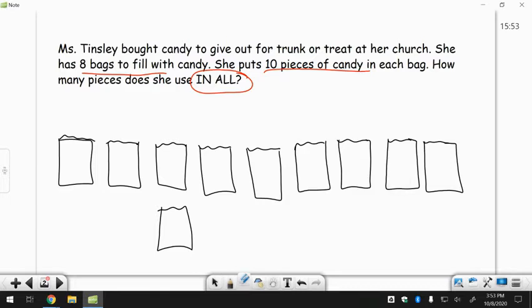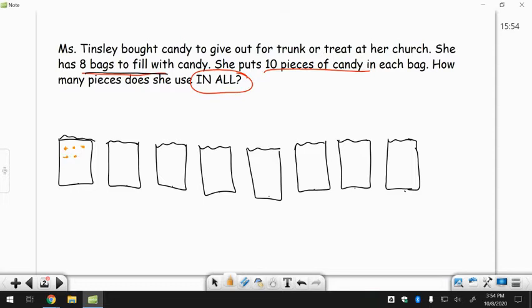Erasers come in handy. So what did I get my 10 mixed up with? The number of pieces of candy. So I'm going to take one away, and then I'm going to take another one away. Now let's just make sure, because as we know, Miss Tinsley makes some mistakes. Let's make sure that we actually have 8 bags. 1, 2, 3, 4, 5, 6, 7, 8 bags. And it says 8 bags to fill with candy. Now, I need to put how many pieces in each of those bags? 10. All right, I'm going to put 10 in each bag.